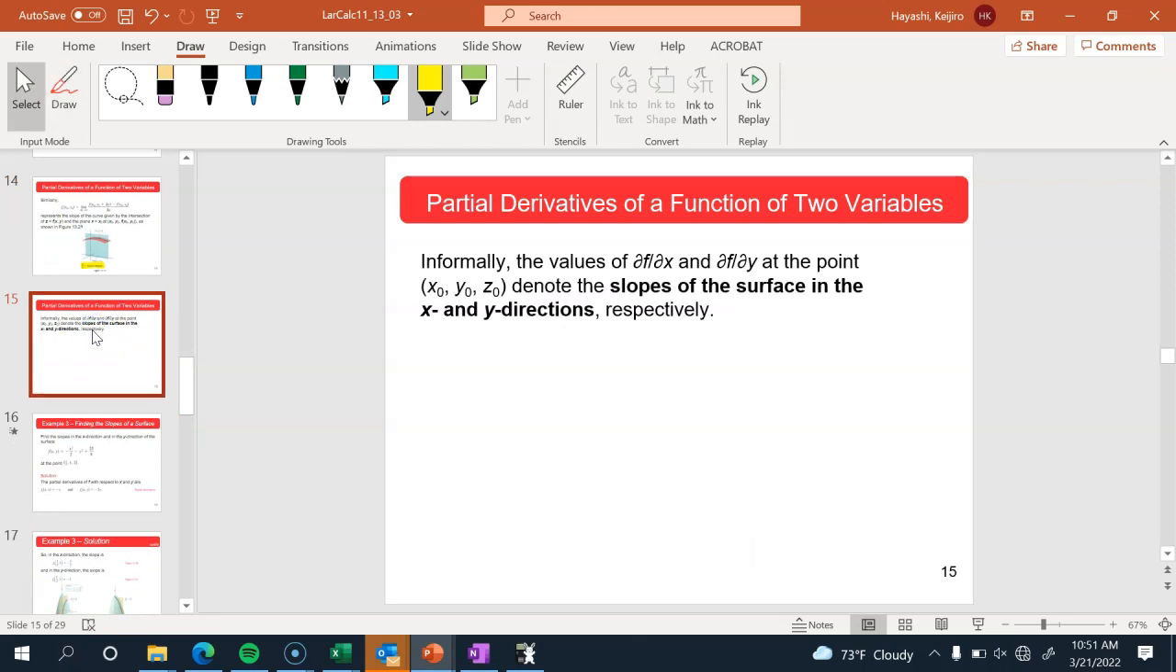So they're basically the slope in the x direction or the slope in the y direction, for the partial derivative with respect to x and the partial derivative with respect to y, respectively. If you're going only in the x direction, the partial derivative of f with respect to x will give you that slope. If you're going only in the y direction, the partial derivative with respect to y will give you that slope.